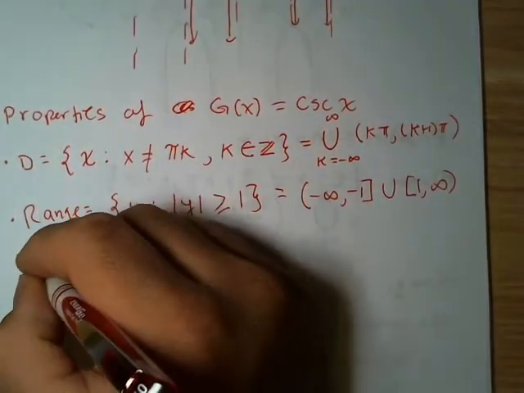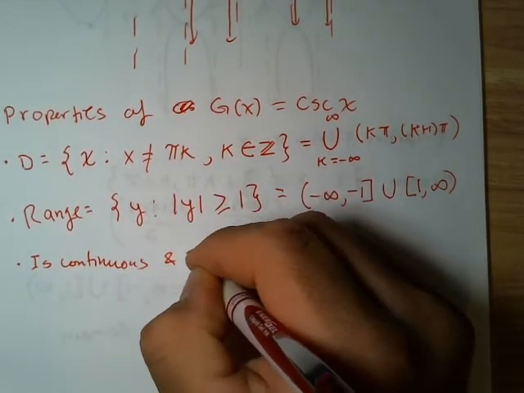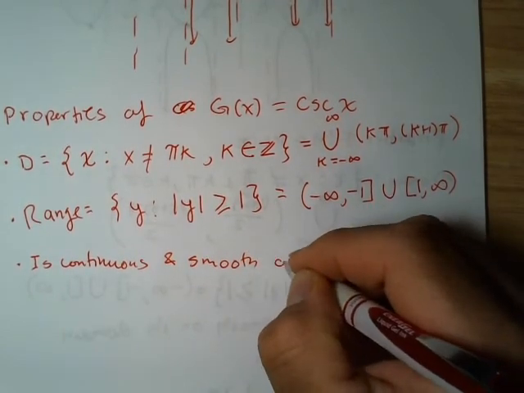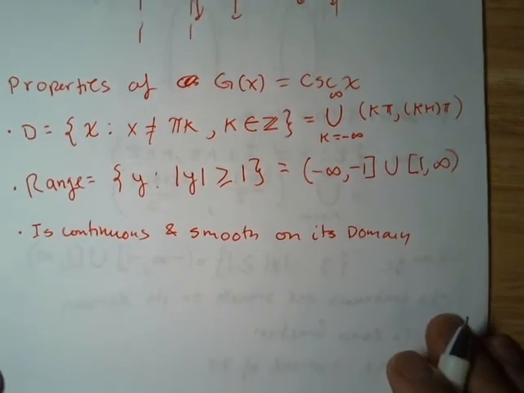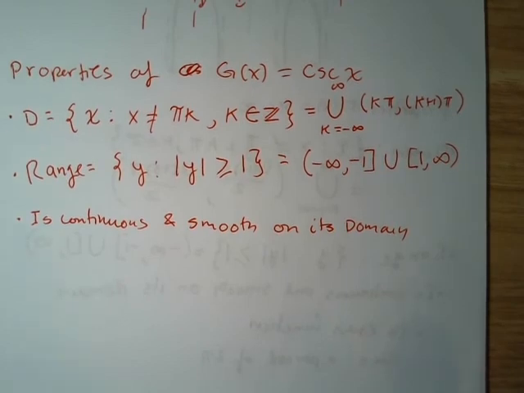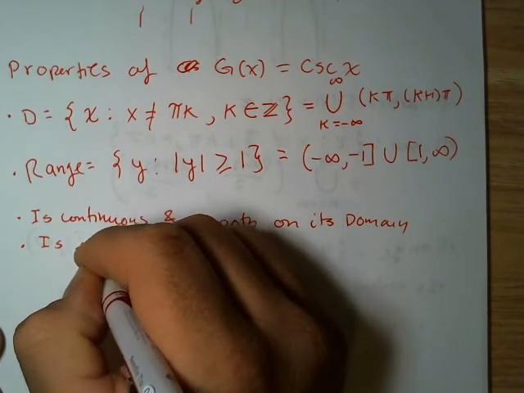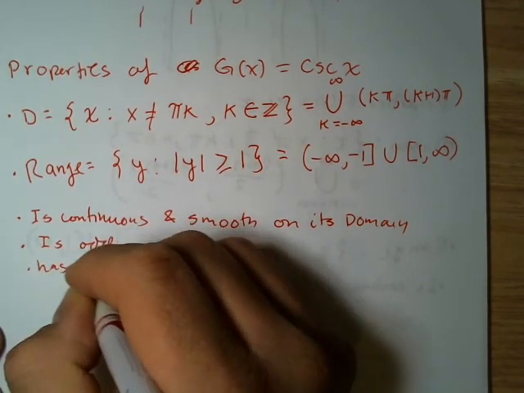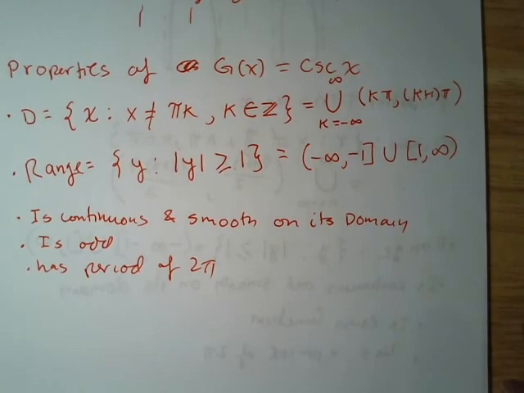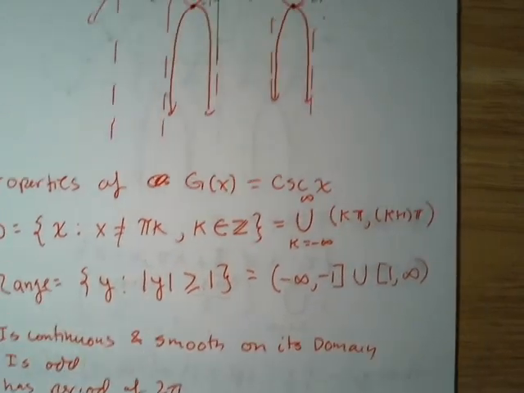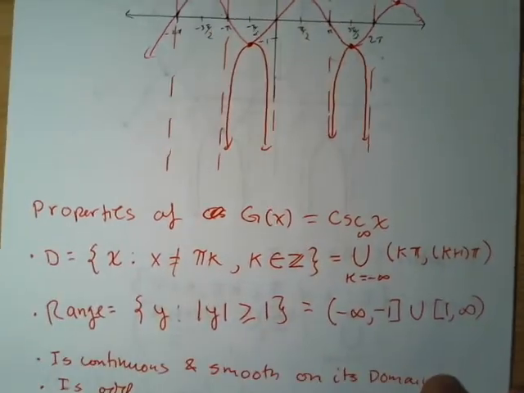The function is also continuous and smooth on its domain. It's not continuous at the points where it's undefined. The function is odd and has a period of 2 pi. All right, so now we've gone over the parent graphs of the cosecant and the secant and their properties.